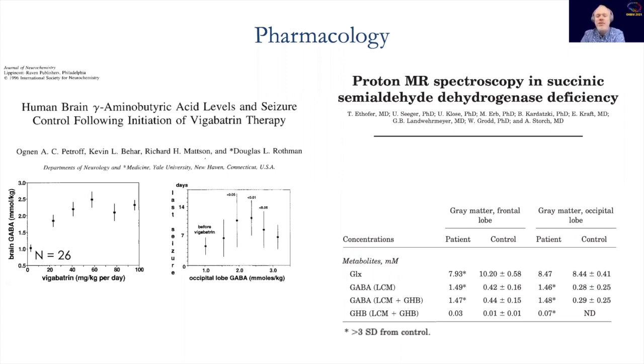It is characterized by developmental delays, seizures, ataxia, as well as cognitive dysfunction. In this case study, they performed unedited MRS, which should be noted, in a patient with this deficiency. They showed very large accumulations of GABA, about 1.5 times as much in the patient, particularly in the gray matter regions compared to the controls. They also showed an increase in GHB.